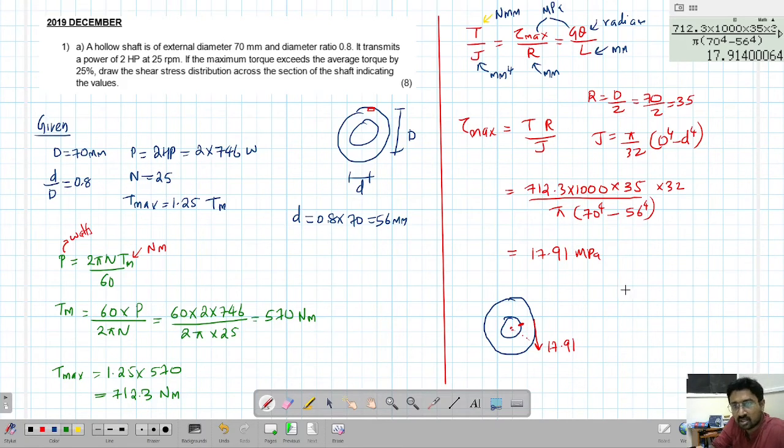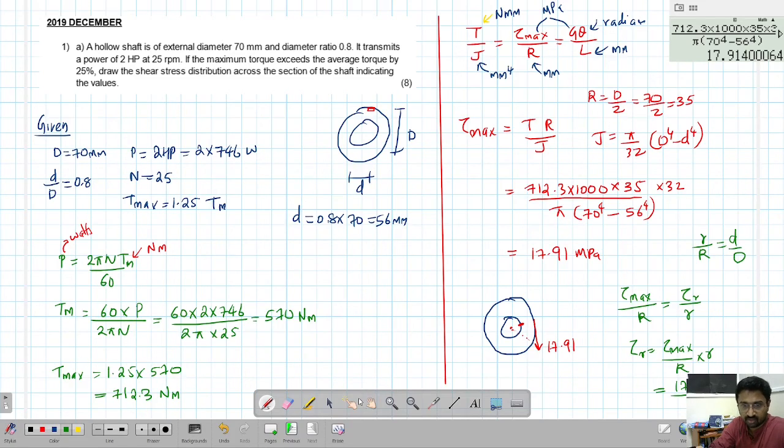So basically, tau max upon R should be equal to tau upon small r. The shear at this location I call tau r. So tau r upon small r. So tau r equal to tau max upon R into r, which is equal to 17.91 divided by, so the ratio of r by R is nothing but the ratio of small diameter by capital diameter. So r by R is nothing but d by D. So small diameter is 56 and higher diameter is 70.